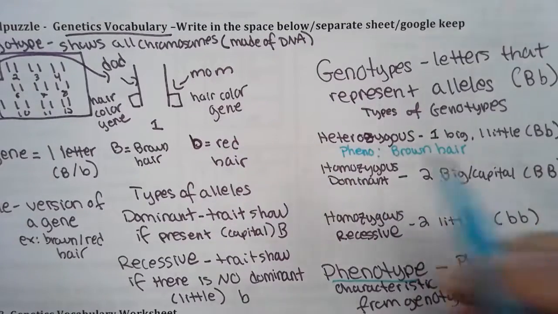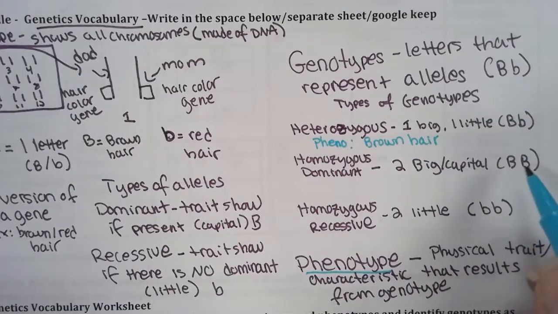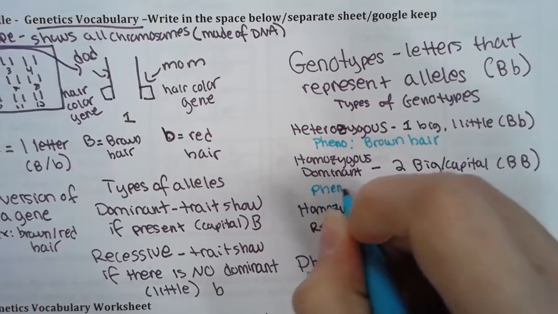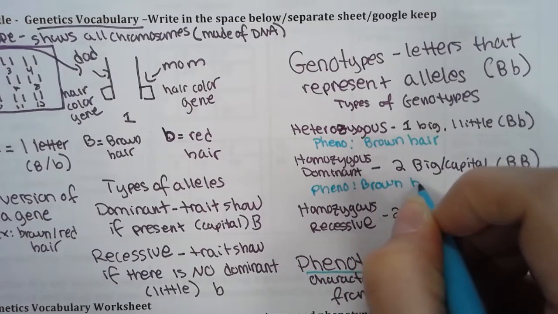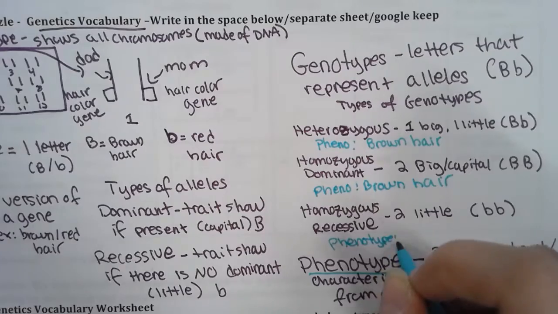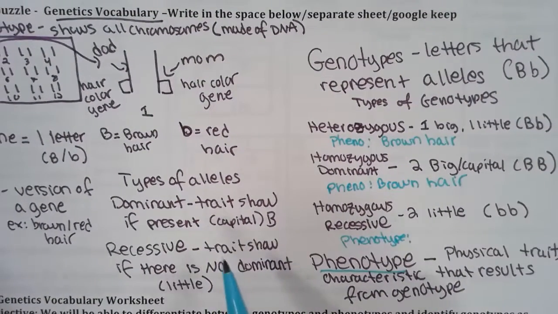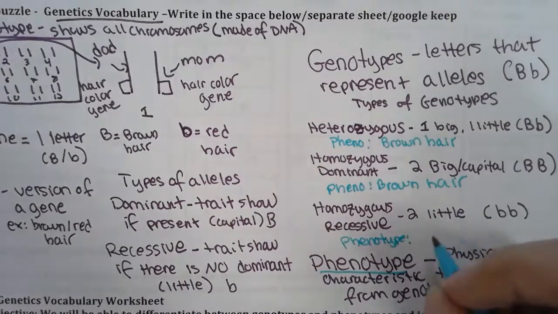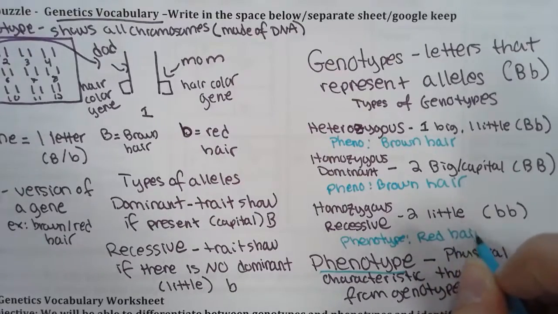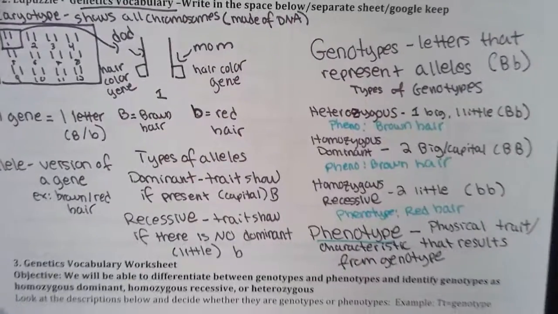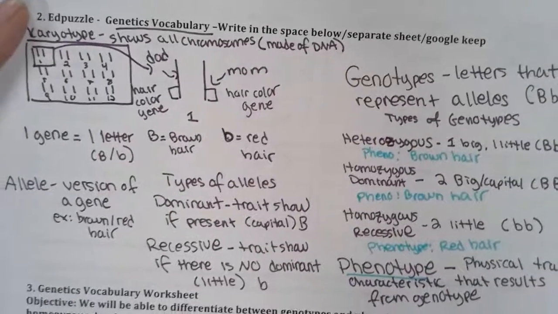If it's homozygous dominant, I know that I have at least one big letter, or one dominant allele, which means that my phenotype here would also be brown hair. Now if it's homozygous recessive, I have two little b's. There is no dominant present. According to my definition of recessive, my trait, in this case my hair color, will show if there is no dominant present. So my phenotype in this case is going to be red hair. These were your basic definitions of what you need to know to be successful on the next part. So have fun.